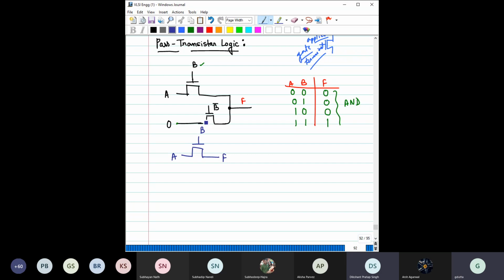So when B is equal to 1, then F would be equal to the value of A, right? So that means when B is equal to 1, the output depends on the value of A. Basically, what I am trying to say is that I think that question is no longer relevant here, because I should have first told you this and then asked.